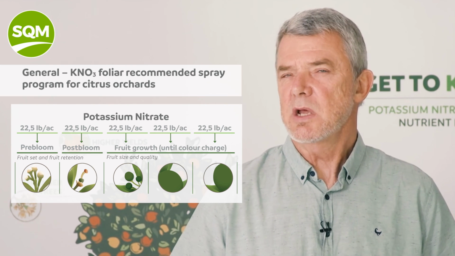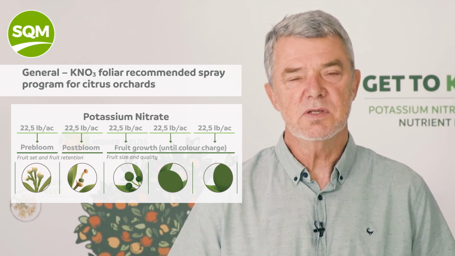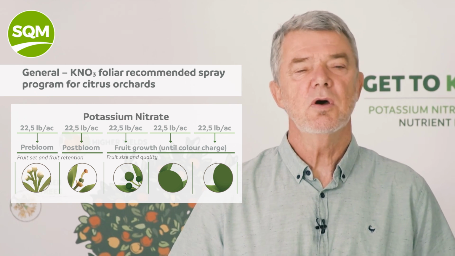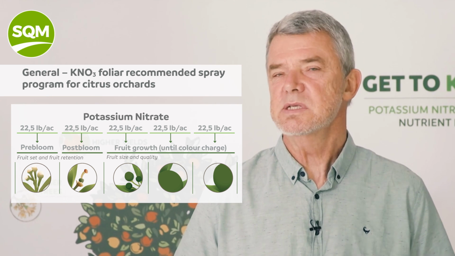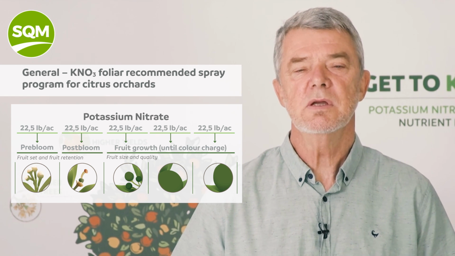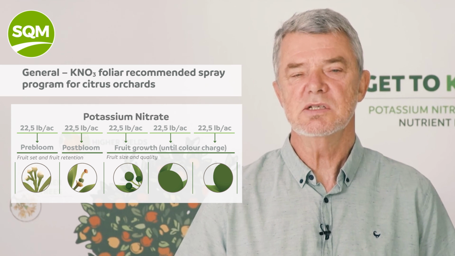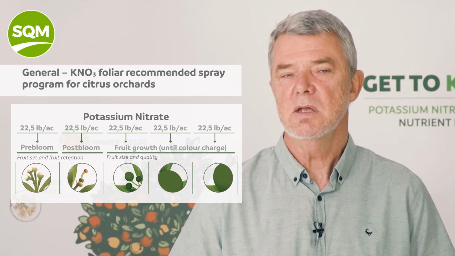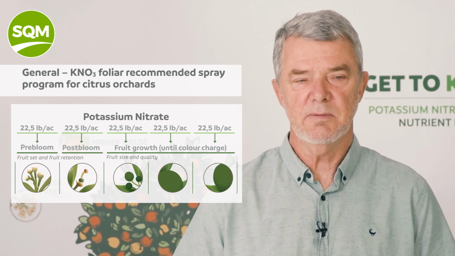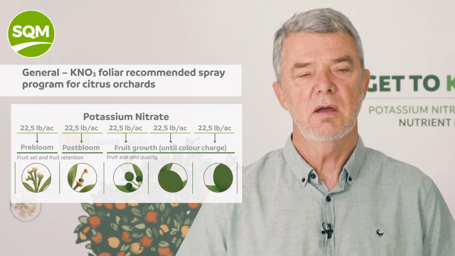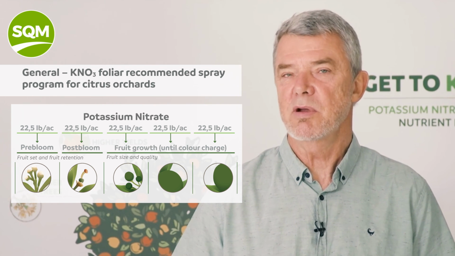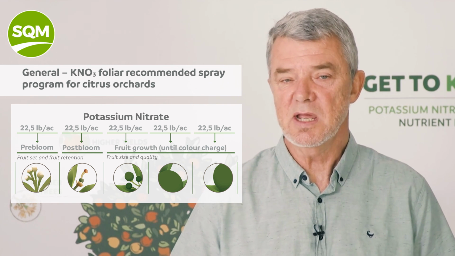So what are the general potassium nitrate recommendations if you've decided that you need to spray them? There are 5 moments of spraying. The first 2 are in the pre-bloom and post-bloom, so that's the fruit set and fruit retention stage. The other 3 are in the fruit growth stage until color change, which will affect fruit size and fruit quality. The recommended rate you can see in pounds per acre or in kilograms per hectare. You will definitely get higher fruit set and increased fruit size, increasing your yield, and also better plant performance, specifically against HLB.